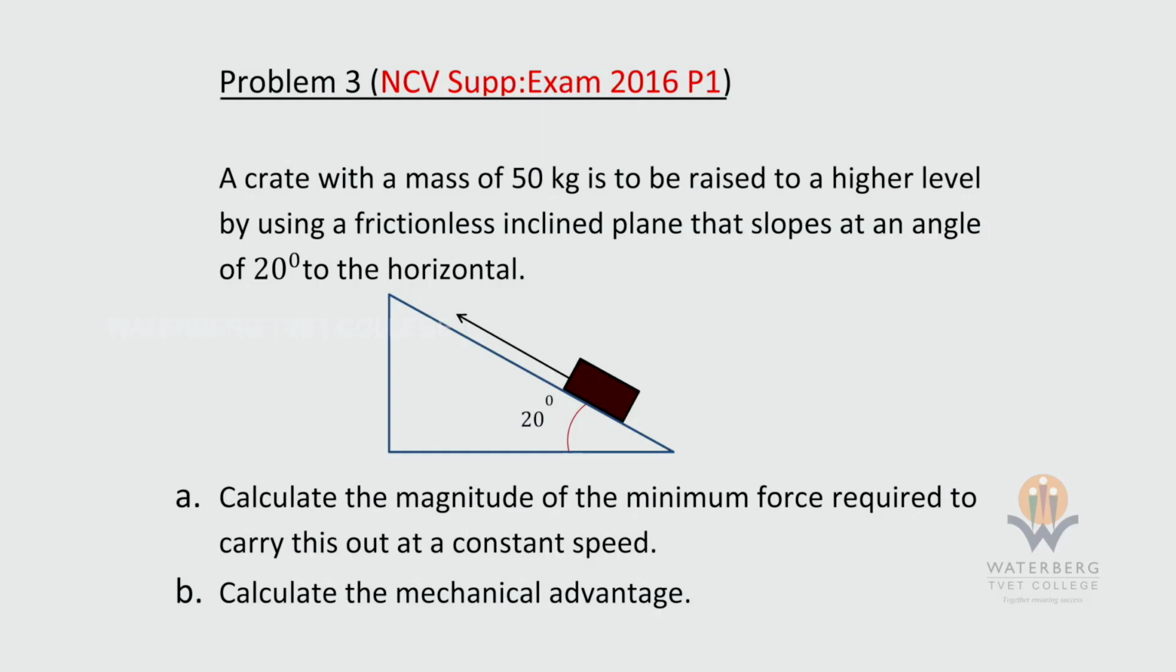Problem 3 is from the NCV supplementary 2016 paper 1. The question is as follows. A crate with a mass of 50 kg is to be raised to a high level by using a frictionless inclined plane that slopes at an angle of 20 degrees to the horizontal. Calculate the magnitude of the minimum force required to carry this out at a constant speed, and also calculate the mechanical advantage.